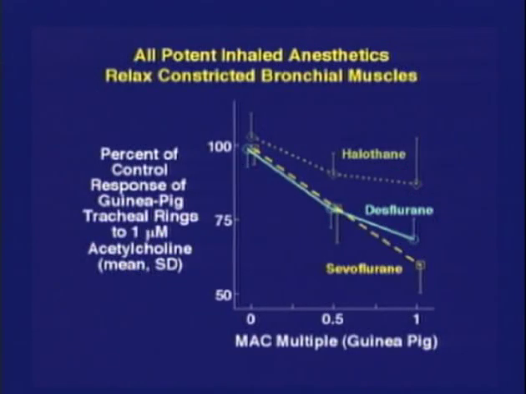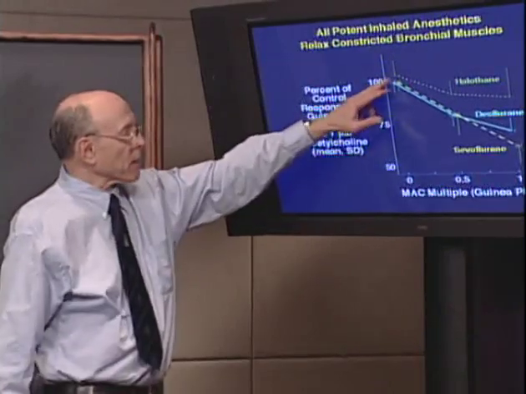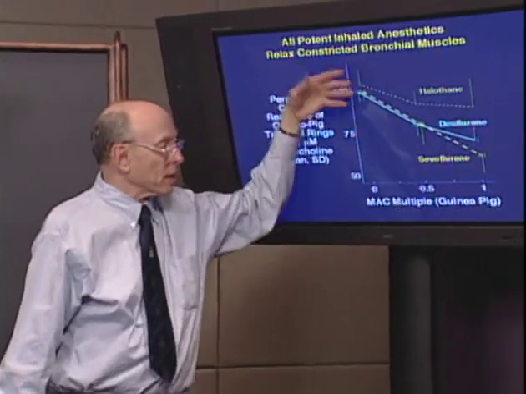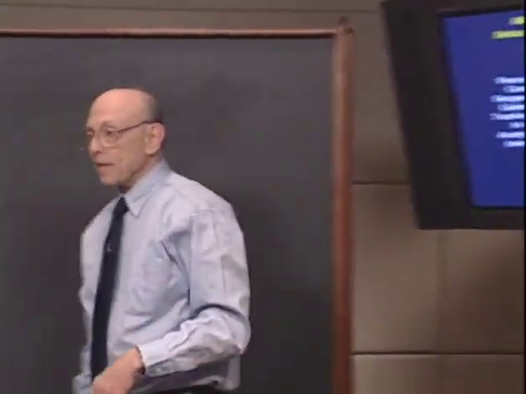There's the illustration of the effect on bronchodilator tone, or bronchomotor tone. This is the percent of the control response of guinea pig tracheal rings to micromolar acetylcholine. So you give acetylcholine to a guinea pig tracheal ring, and it constricts. And we give that a value of 100%. Then you add halothane or desflurane or sevoflurane, and the ring dilates, despite the continued presence of the acetylcholine, which would tend to cause constriction.